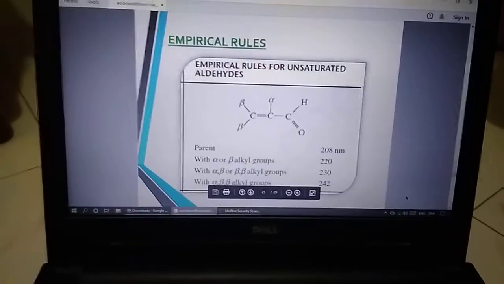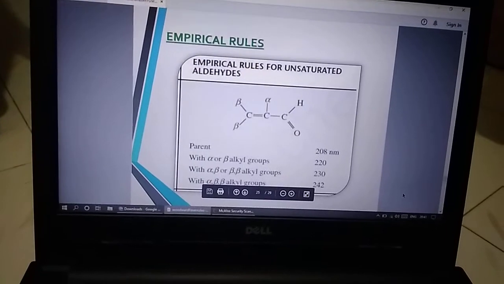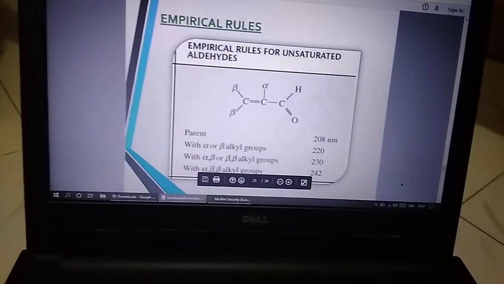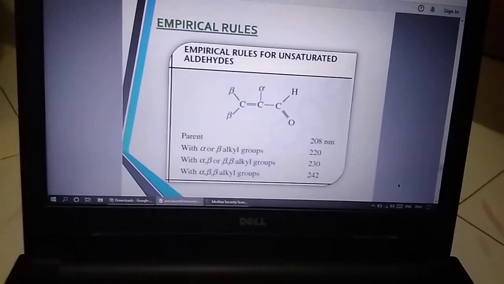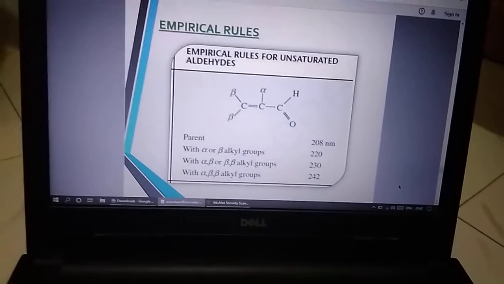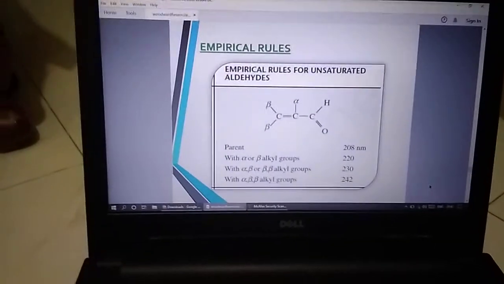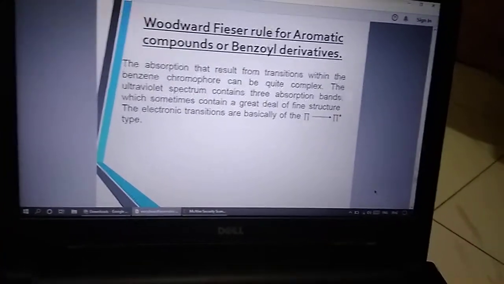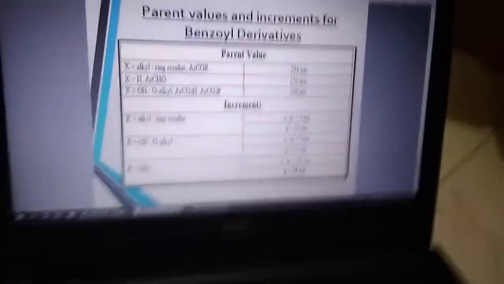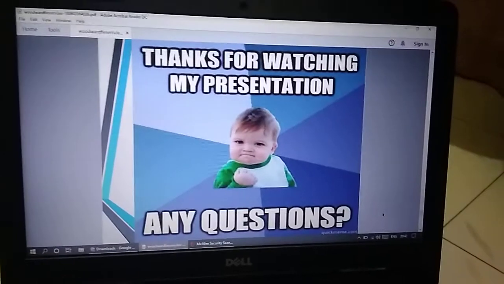And this is the rule for unsaturated aldehydes. The parent aldehyde will have 208, and with alpha or beta alkyl groups present, it is 220. If alpha beta alkyl groups are present, then that is 230. With alpha beta alkyl groups present, that is 242 nanometers. He also gives some rules for benzoyl derivatives. These are the values for the various parent values and increments.